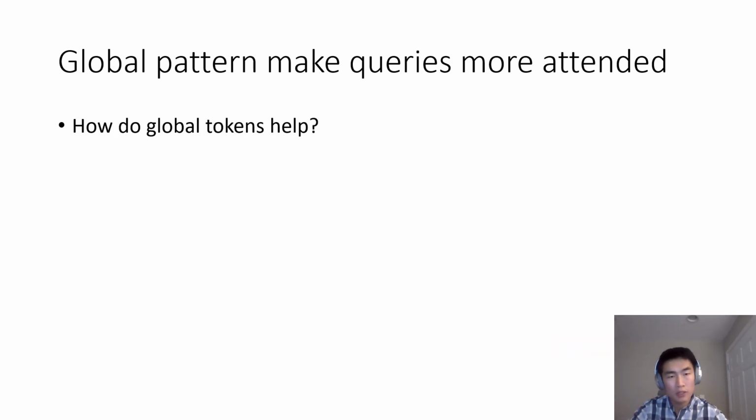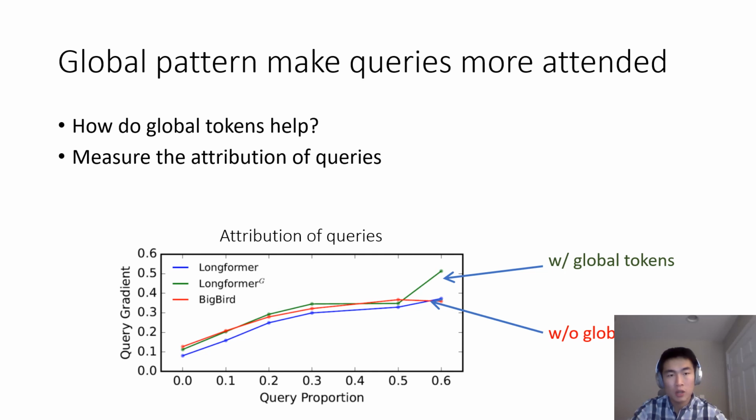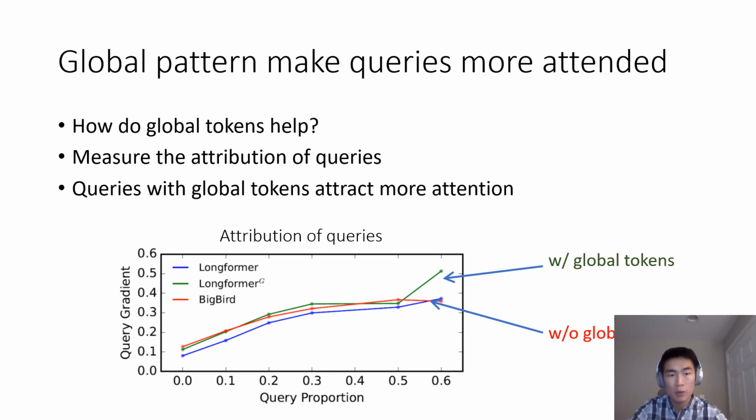Then a natural question is, how do global tokens help? To answer this question, we do attribution tests on queries with and without global tokens. We found that queries with global tokens have a much higher contribution to the final prediction and can attract much more attention, which might explain their superiority on the question answering tasks.